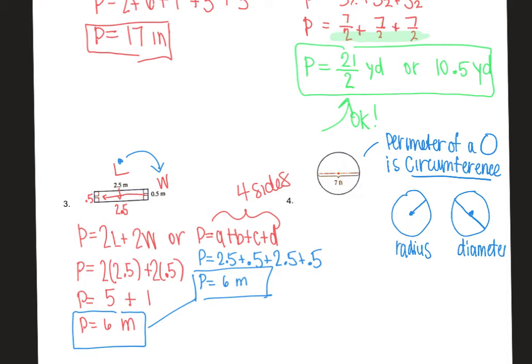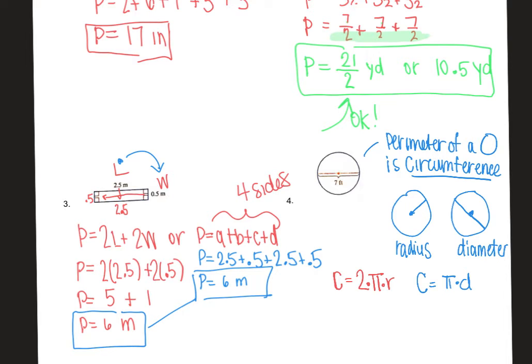The reason this is important is because I have two different formulas to pick from here. I can either use circumference equals 2 times pi times r, or 2 pi r. They can drop the dots. Or I have circumference equals pi d, or pi times d.